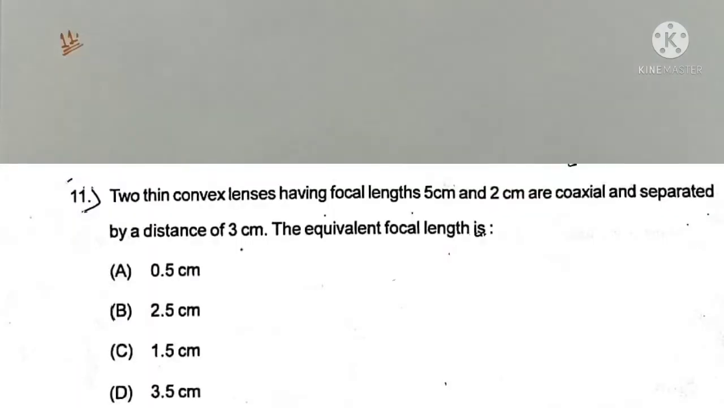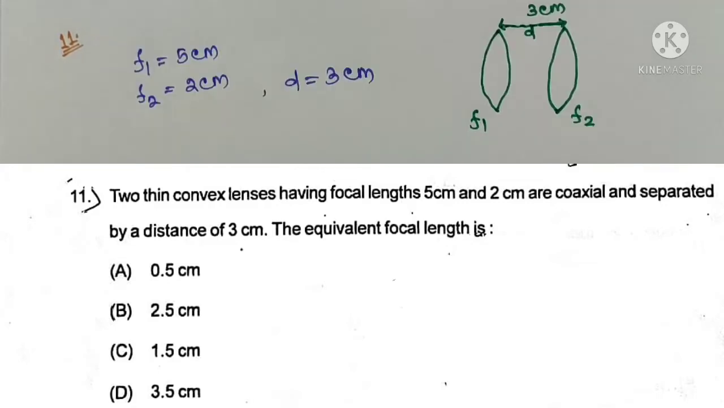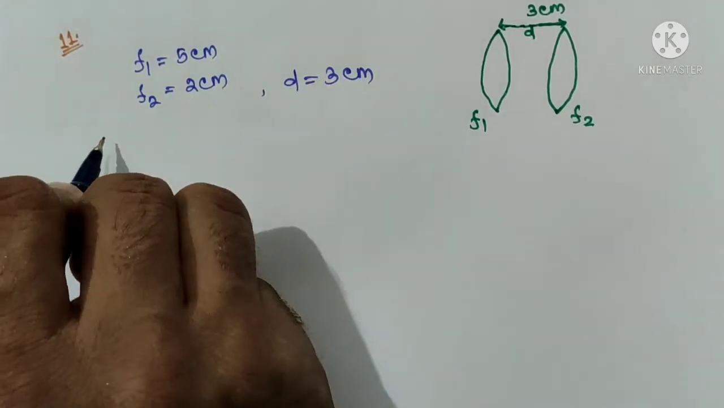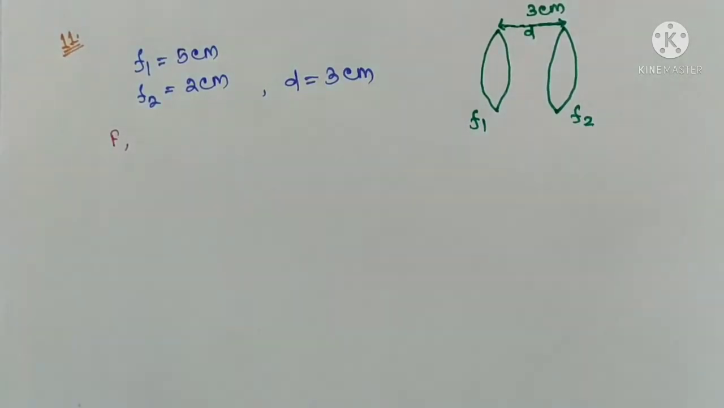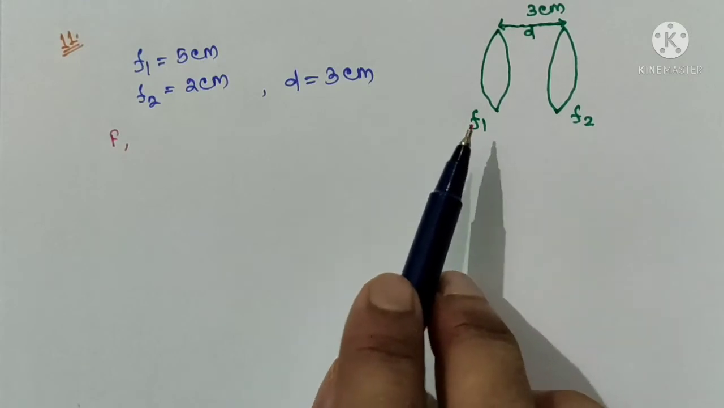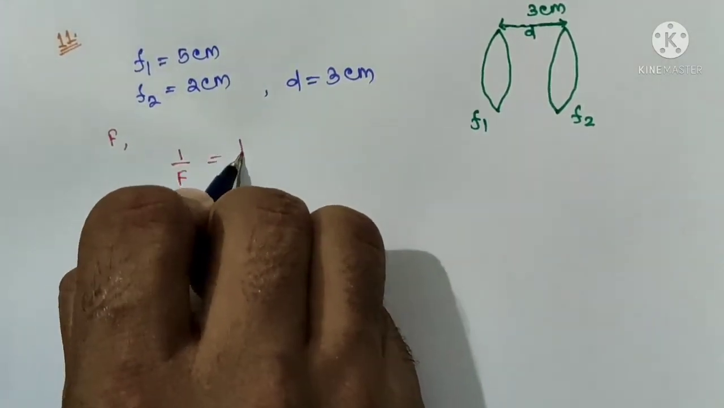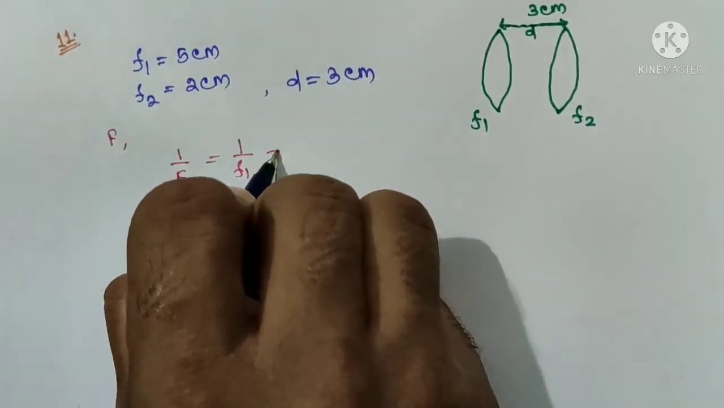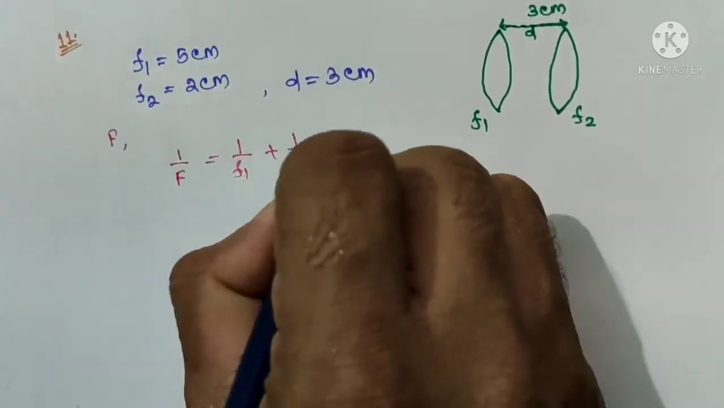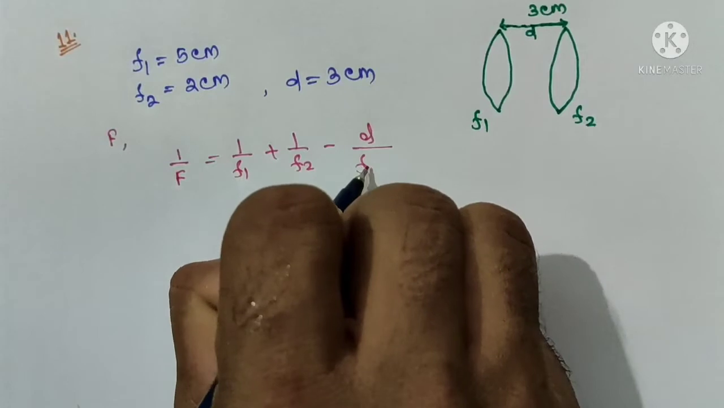Question number 11. Two thin convex lenses having focal lengths 5 cm and 2 cm are coaxial and separated by a distance of 3 cm. The equivalent focal length is. So let the equivalent focal length be capital F, and we know the equivalent focal length for combination of lenses is given by 1 by F equals to 1 by F1 plus 1 by F2 minus D over F1 F2.